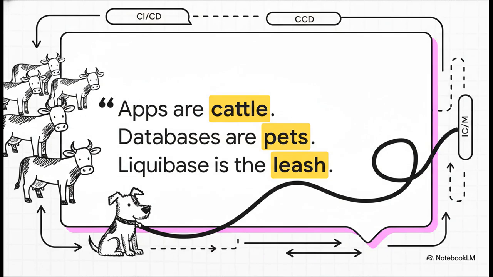I just love this last analogy because it's so true. In the cloud world, we're told to treat our applications like cattle. If one gets sick, you just replace it. No big deal. But databases are pets. They have a name, they have a history, they're important. You can't just replace them. So a tool like Liquibase, well, that's the leash. It lets you manage your precious pet safely and keep it from running into traffic.